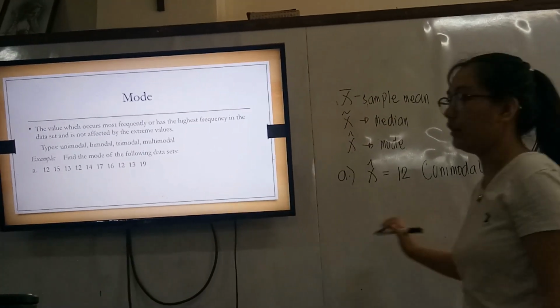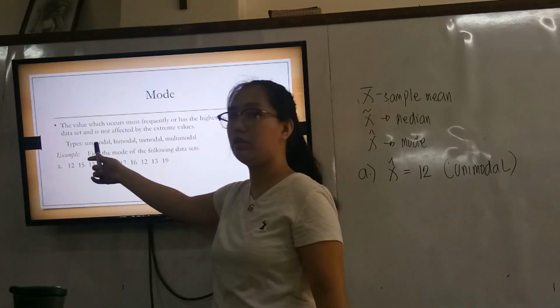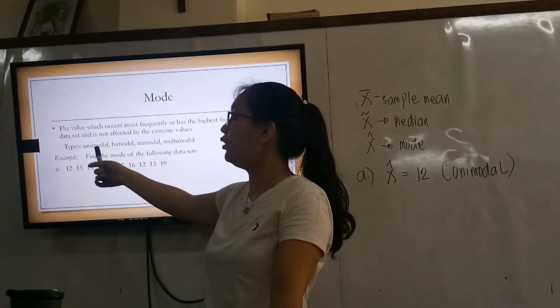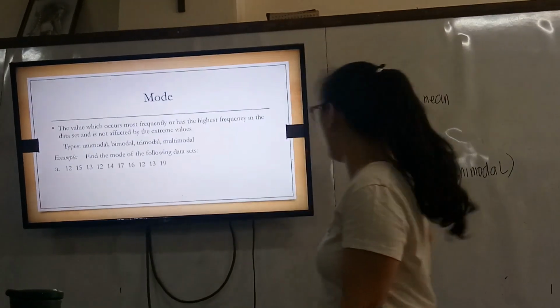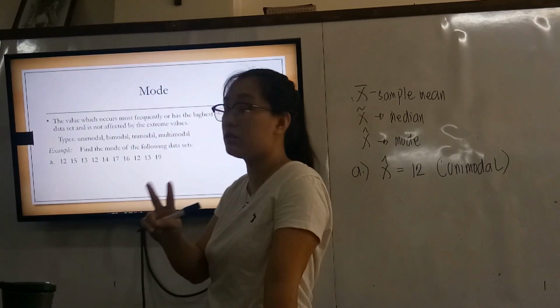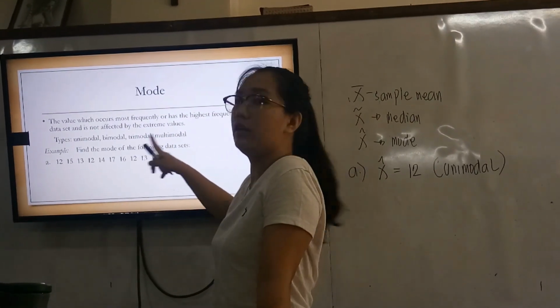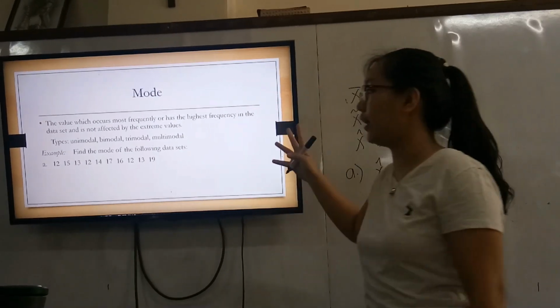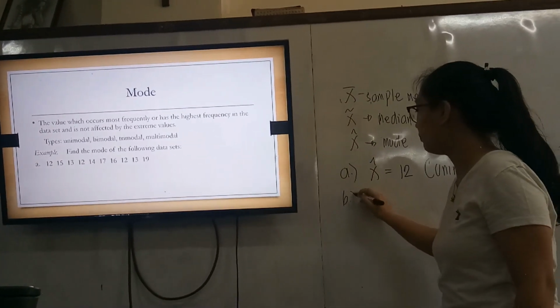Here, on the definition, a type of mode is unimodal if you have one mode, bimodal if you have 2 modes, trimodal if 3, and multimodal for 4 and above.